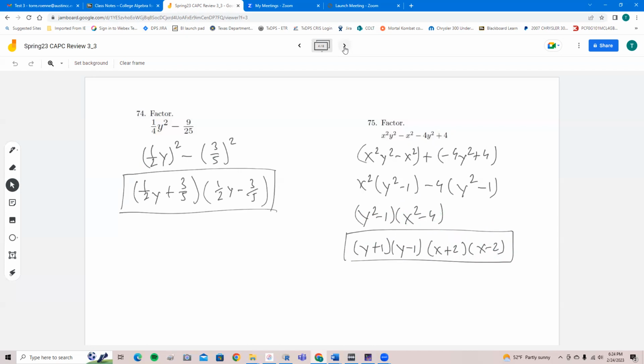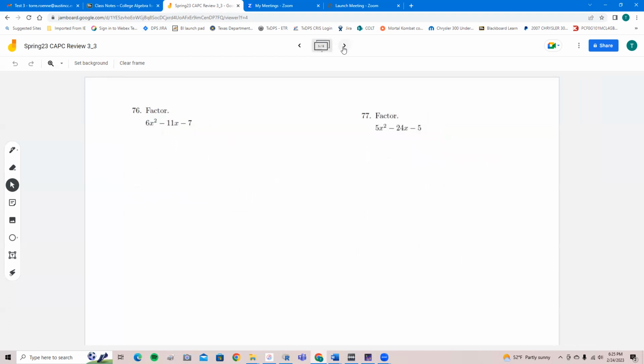You could also use the AC method twice. That would take more time. Not that makes it wrong, but I'm not going to do it that way because time is a factor. No pun intended. All right, so that's 75.